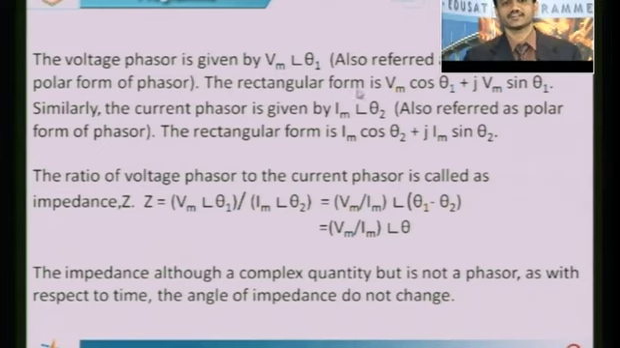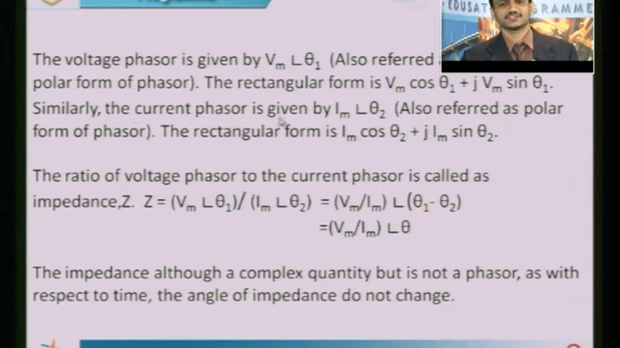The rectangular form is just Vm cos theta 1 plus j Vm sin theta 1. The polar form and the rectangular form you may be aware of while dealing with complex numbers. Phasors are after all complex quantities. The voltage phasor is given by Vm at an angle of theta 1. This kind of representation is called the polar form of the phasor. The rectangular form is Vm cos theta 1 plus j Vm sin theta 1.